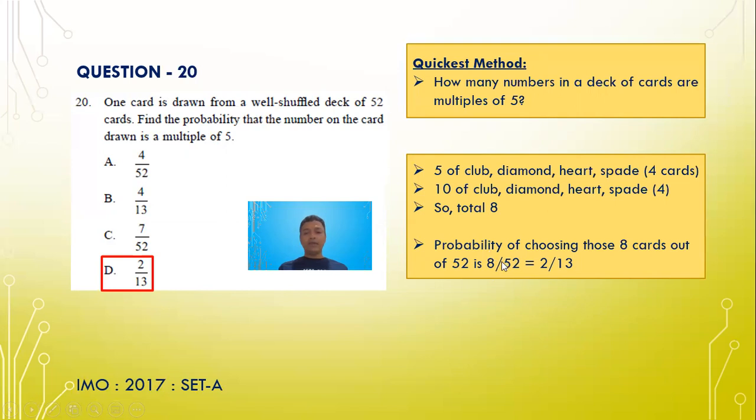So the probability is 8 upon 52, which is 2 upon 13.